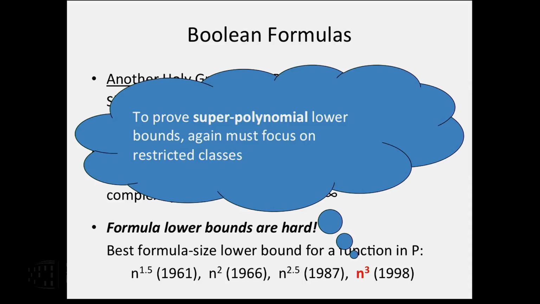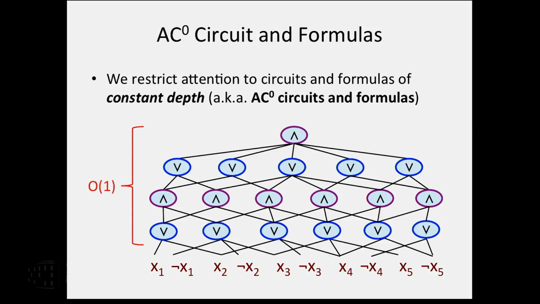Okay, so it's a similar situation. And so once again, if we want to be able to prove unconditional superpolynomial lower bounds, we again need to focus on restricted classes. So for the rest of this talk, I'm going to restrict attention to a particular restricted class of circuits and formulas known as AC0. And these are Boolean circuits and formulas of constant depth. So you have just some constant number of layers of AND and OR gates. And of course, you allow unbounded fan-in to your gates.